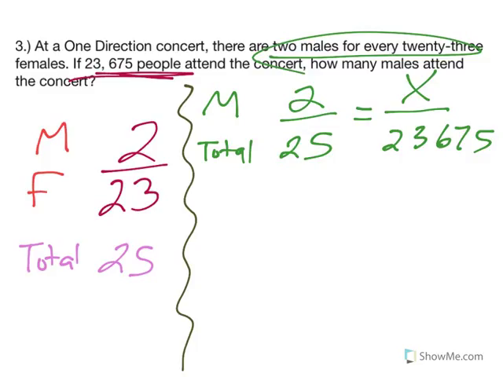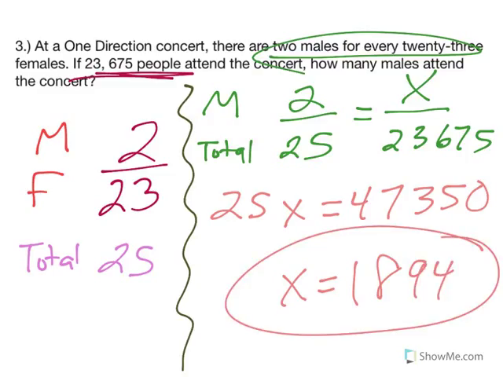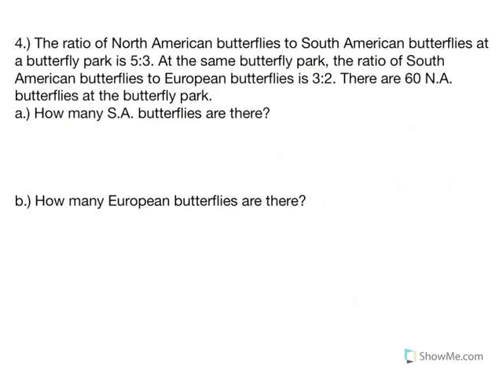So then, once we have our males to total, please excuse me there, my hiccup, now I can do 25x equals 47,350, divide by 25, and we get 1,894. So there were 1,894, Becky, label, males at the One Direction concert.